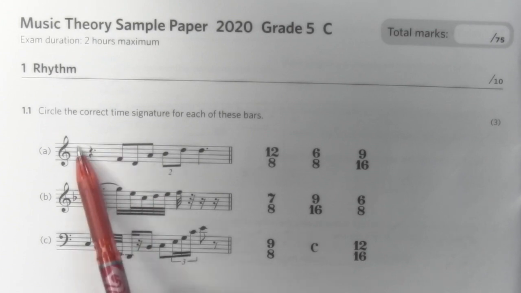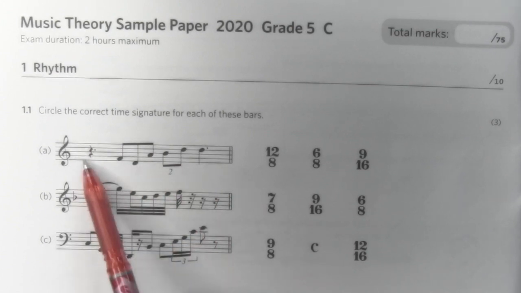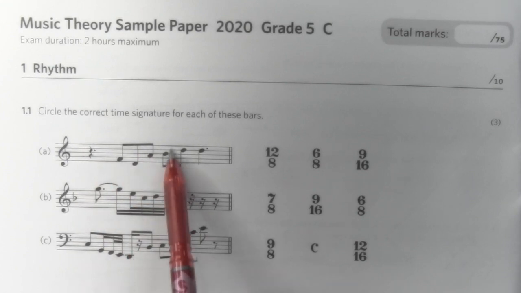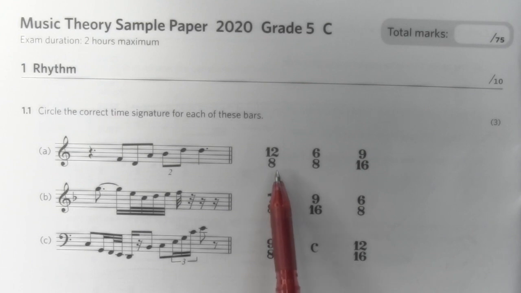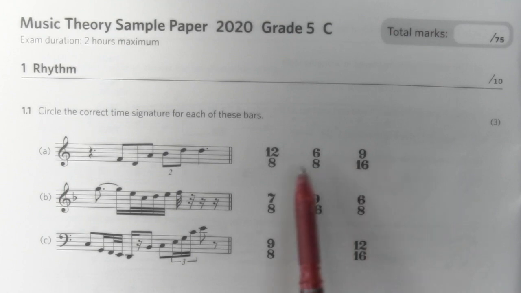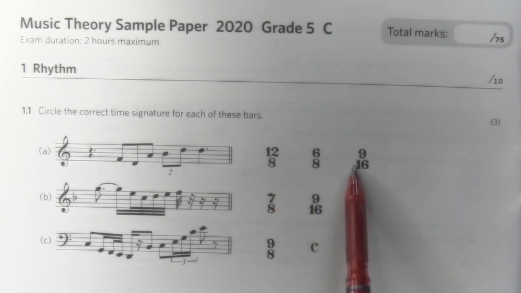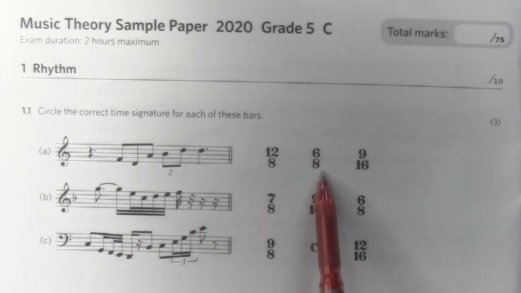So, do you see 4 things here? 1, 2, 3, and 4. Our time signatures could be 12/8, 6/8, and 9/16. Now, 9/16 means 9 semiquavers grouped in 3. So 1, 2, 3, 1, 2, 3, 1, 2, 3. So we have 3 groups and it can't be.